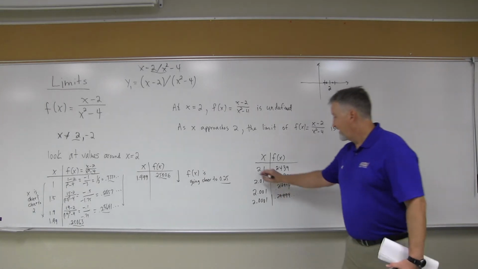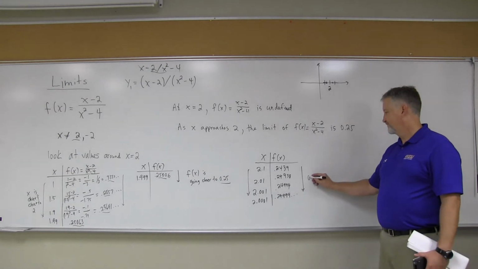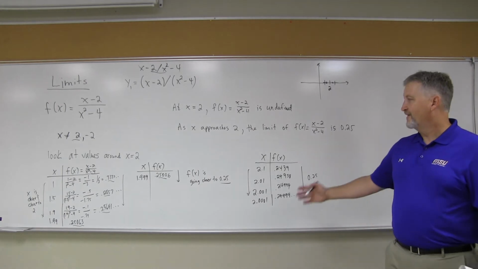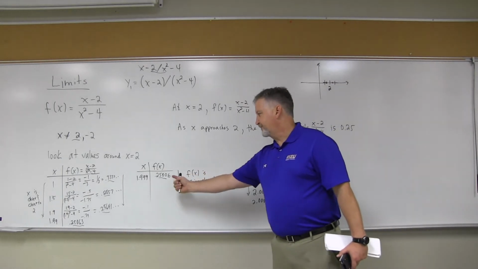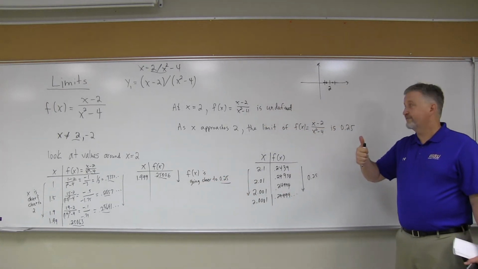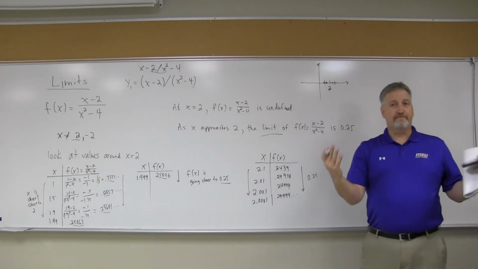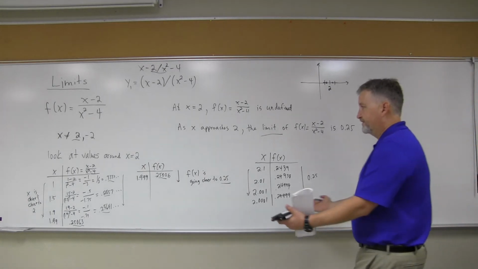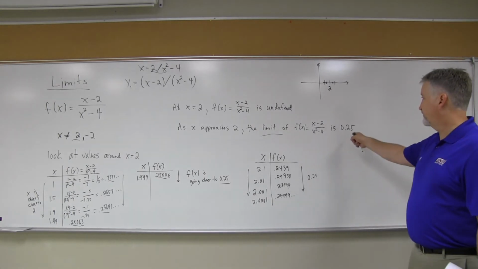Because as these go to 2, what does it look like these are going to? 0.25 again, isn't it? So the values are getting closer and closer to 0.25. And they're on the other side of 0.25. Those were on the higher side of 0.25, but they were going to 0.25. These are on the lower side, getting closer to 0.25. So that's what I was saying. The limit, you need to look at both sides of things. But I think we've established here a very strong case that the limit as x approaches 2 of this function is 0.25.